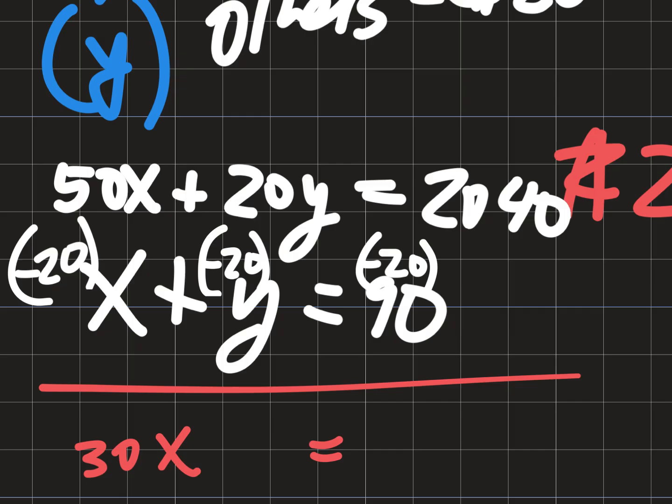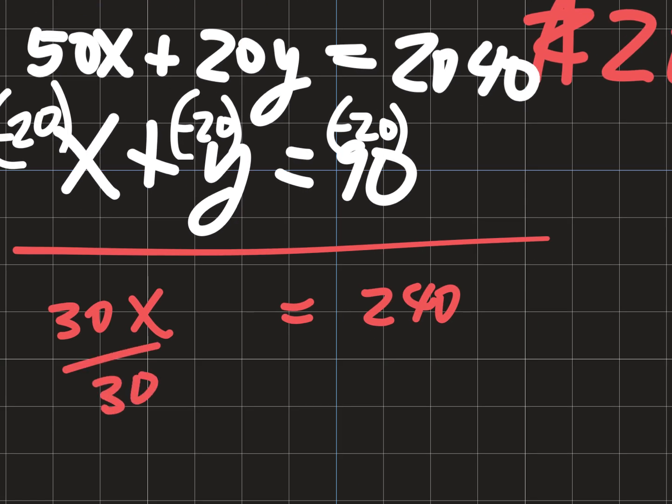What is 2040 minus 1800? 2040 minus 1800 is 240. What is that divided by 30? Well, look at that. It worked out to a nice number. Who got x equals 8?